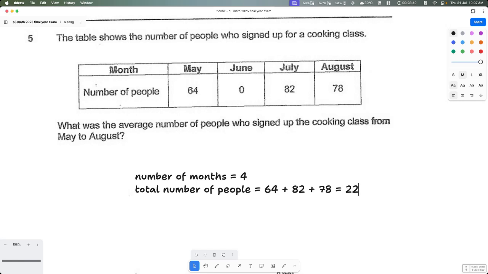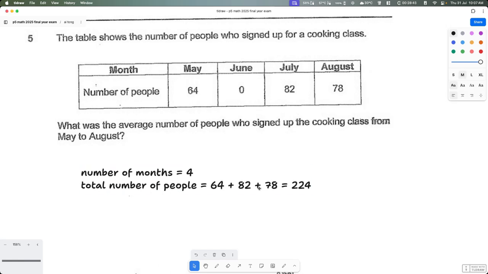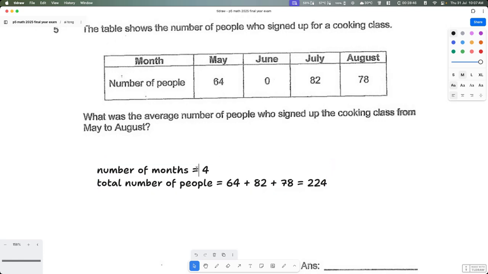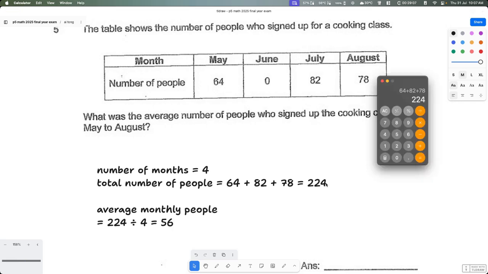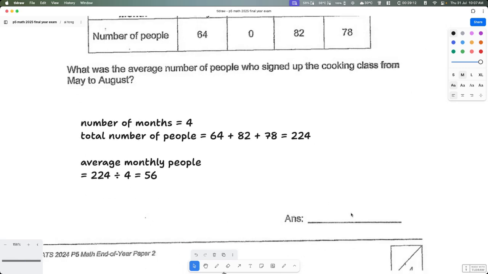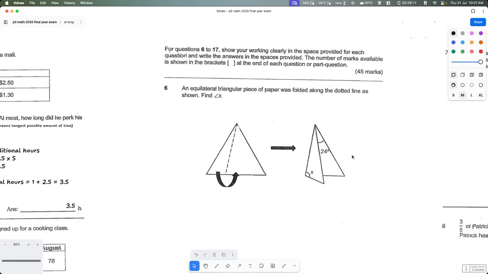This gives us 224. Okay, so maybe some of you might mistake that it should be 3 months instead of 4 months. But no. So average monthly people is equal to 224, and then we divide by 4. Okay, so let's see. 224 divided by 4 gives 56. So the answer is 56 in this case. Okay, let's move on to the next question. Question number 6.